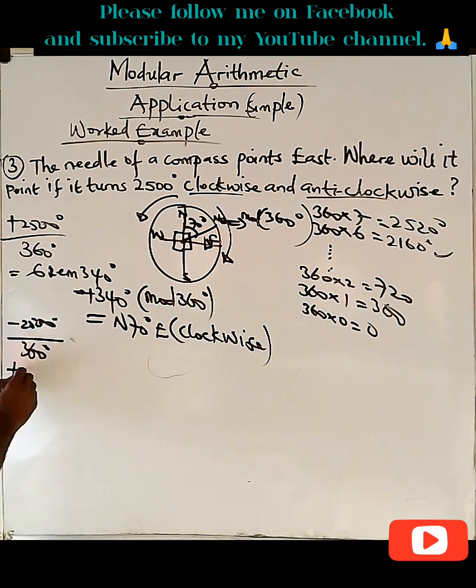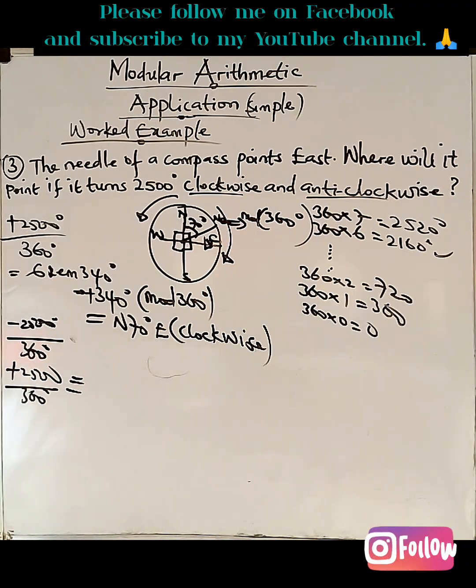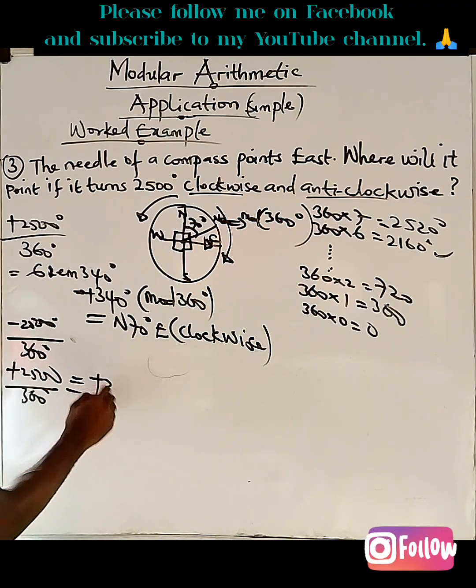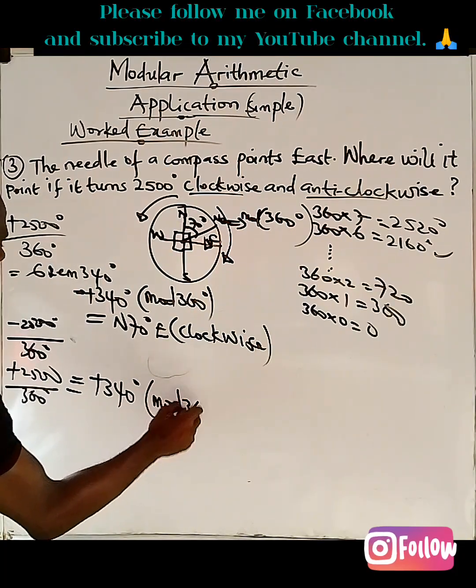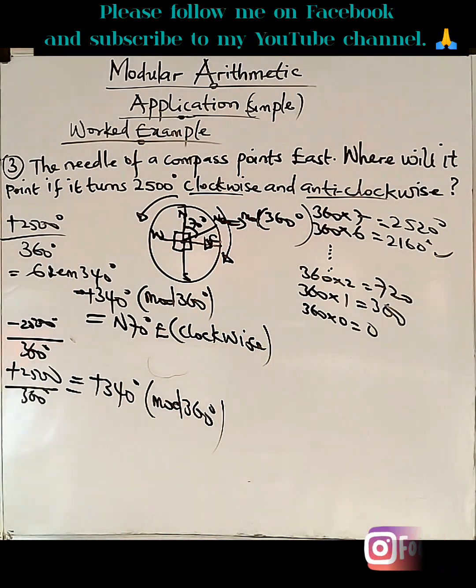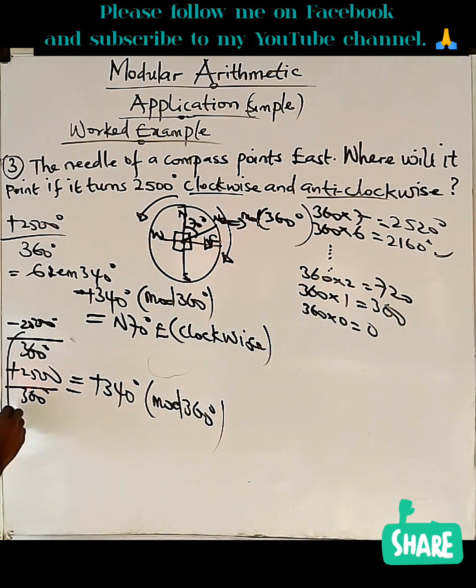I will work on the positive stuff first. We've already done that up there. 2,500 degrees divided by 360 degrees. What will it give us in modulo 360? That will give us plus 340 degrees in modulo 360 degrees. Now, if the positive 2,500 degrees gives us plus 340, then the negative 2,500 degrees will give us what? What are we going to get?